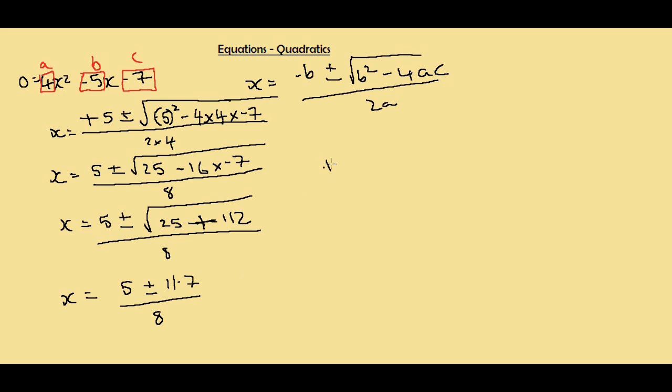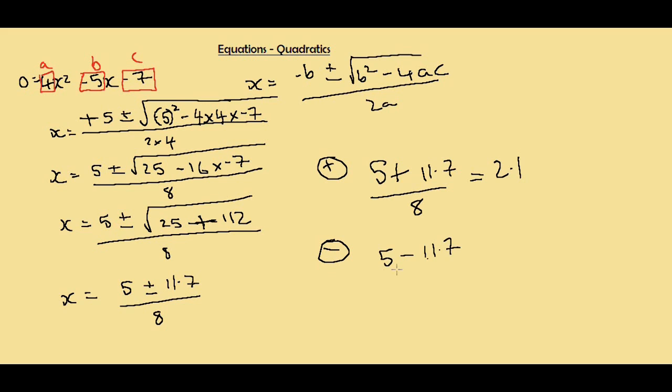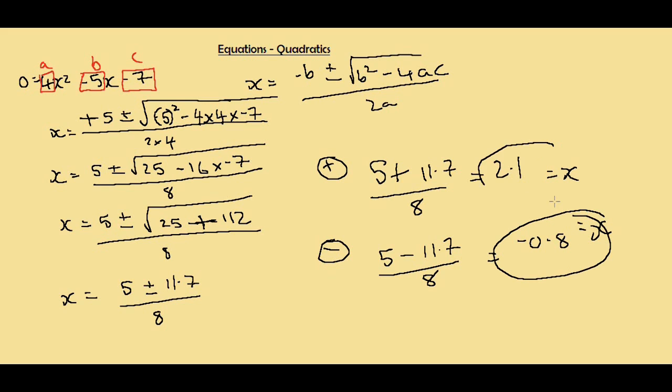So let's do the plus stage, which is 5 plus 11.7 over 8, and that equals 2.1. And then the minus answer is 5 minus 11.7 divided by 8, and that equals minus 0.8. So these are the values of x that satisfy 4x squared, take away 5x, take away 7, equals 0.